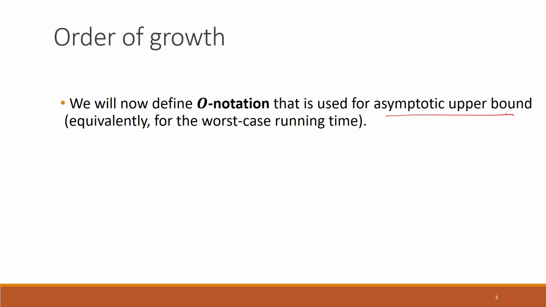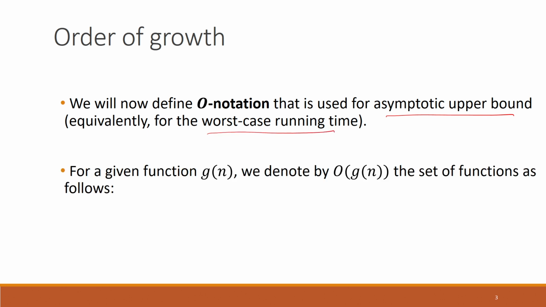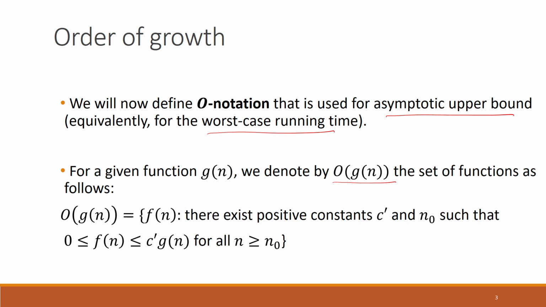Now we will define the capital O notation that is used for the asymptotic upper bound, or equivalently the worst case running time. For a given function g(n), we denote by O(g(n)) the set of functions as follows. O(g(n)) consists of all those functions f(n) such that there exist positive constants c' and n naught, such that f(n) is greater than or equal to 0 and f(n) is less than or equal to c' g(n) for all n greater than or equal to n naught.